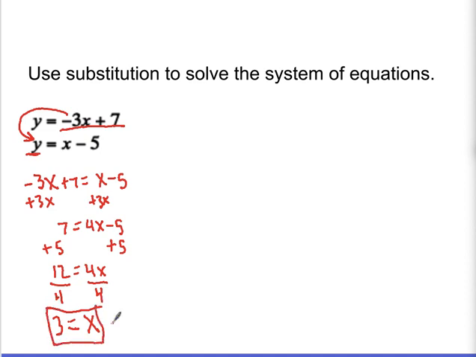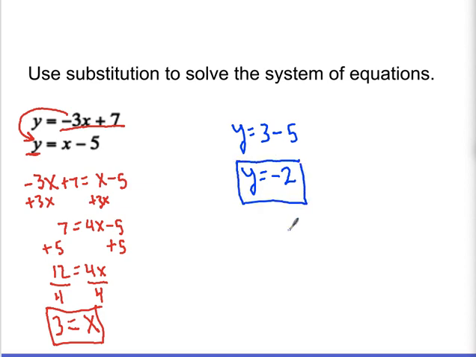I'm halfway there. I need to know what x equals, but I also need to know what y equals. And so I need to substitute this 3 back into one of these equations, and it doesn't matter which one. I can choose either equation, and I'll get the same answer. So now I'm going to substitute it back into this one because this one would be the easiest one to work with, right? So I would do y equals 3 minus 5. So y equals negative 2.